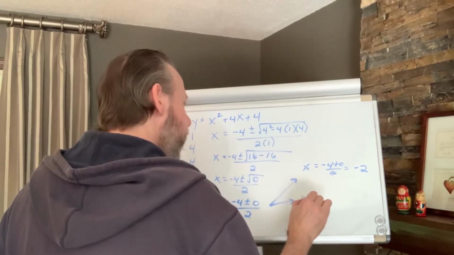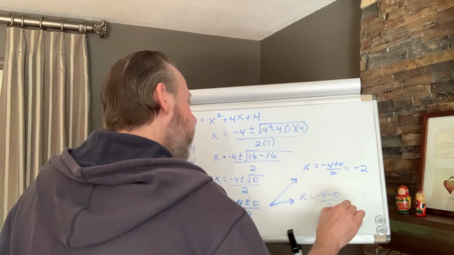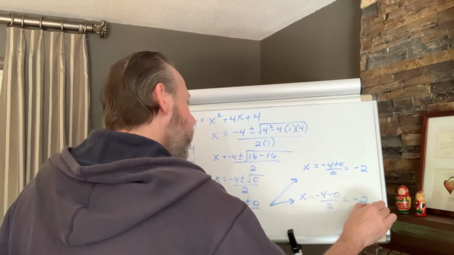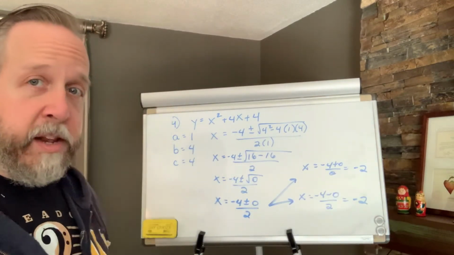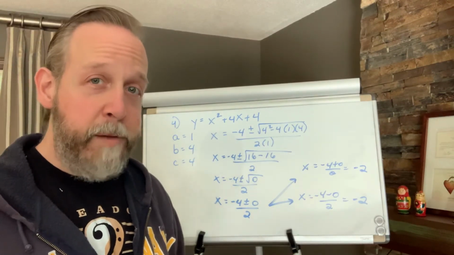And I'll show the other end also. X equals negative 4 minus 0 over 2. Again, it's still negative 2. There was only one answer. The answer is negative 2, and that's the solution to our quadratic equation. Okay, next question.